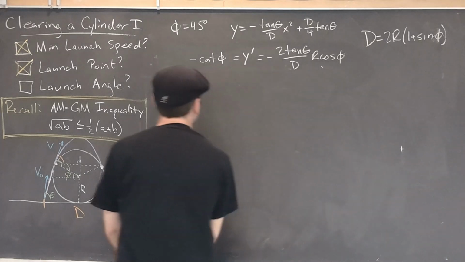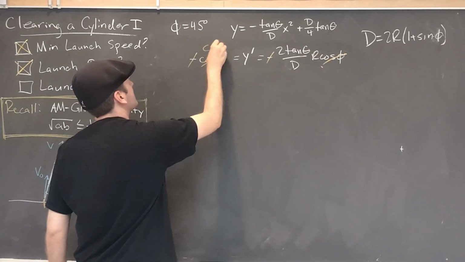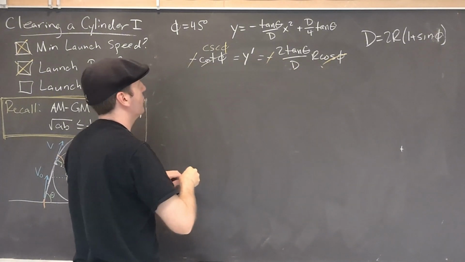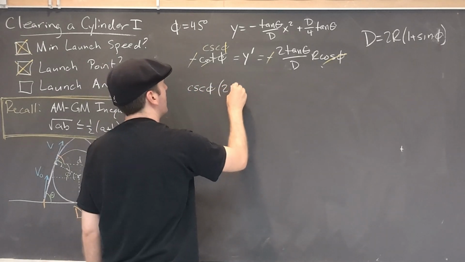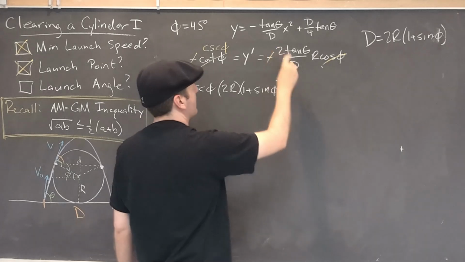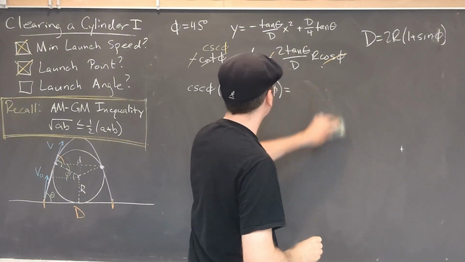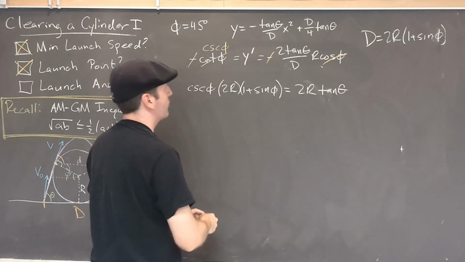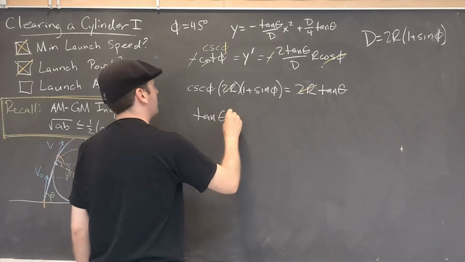So let's do that. As before, the negative signs cancel. The cosine here becomes a cosecant on this side. And then we'll plug in our d here, although I'll multiply it back over. So we have cosecant phi times 2r times 1 plus sine phi on the left. And then on the right, well, sorry, I already multiplied the d over. We'll have 2r tan theta. Of course, the 2r's cancel on both sides, so we have that tan theta.